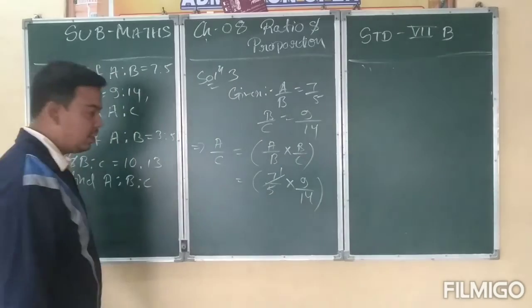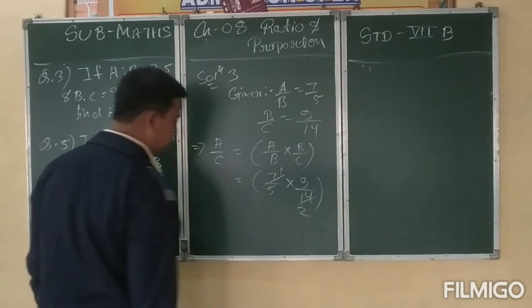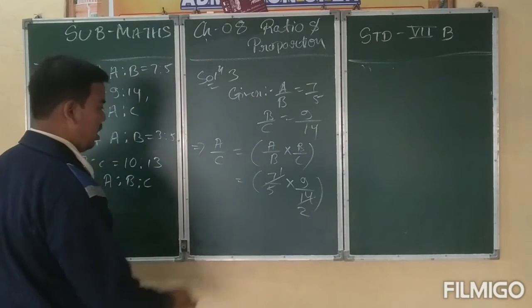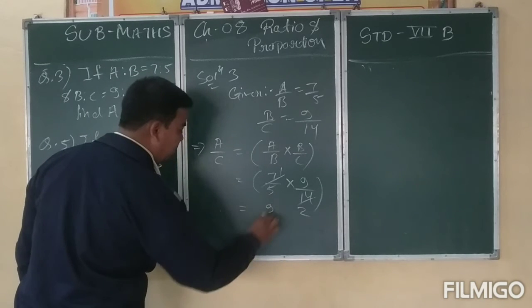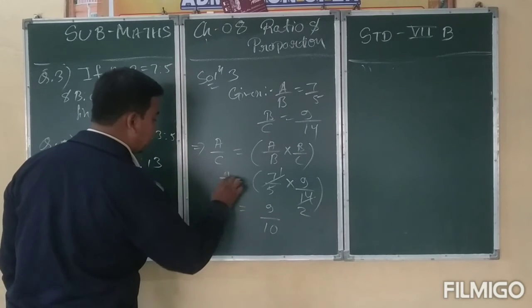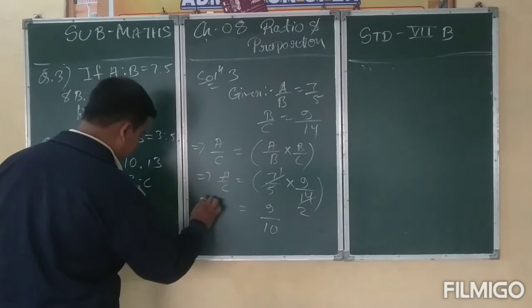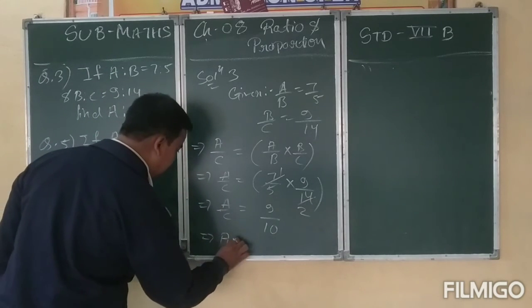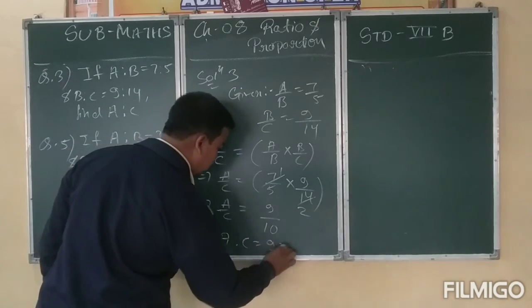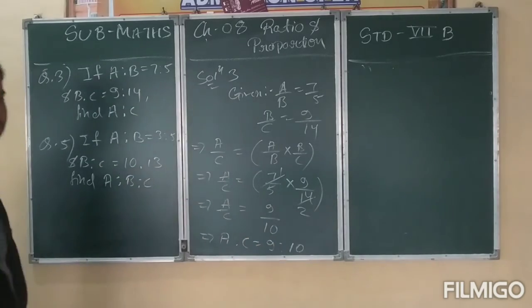7 on the 7, 7 to the 14, and 9 on the 9, 5 to the 10. So it is the A by C value. So A ratio C value is 9 ratio 10. Okay?